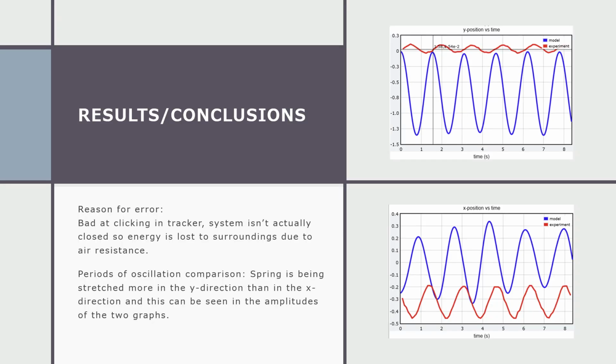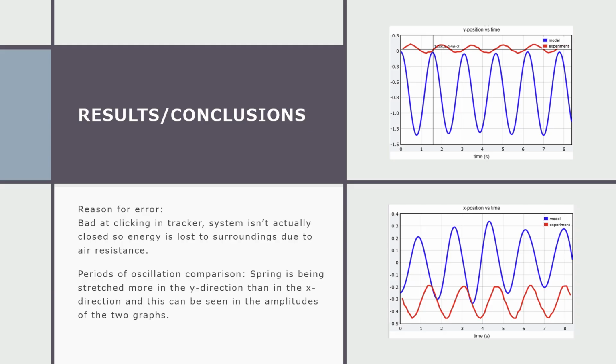And the results and conclusions of this were that the periods of oscillation, when you compare them, you can see that the Y values are a lot more extreme than the X values, and this is because the spring is being stretched more in the Y direction than the X direction, and you can see that in the amplitudes. And there is a little bit of error.